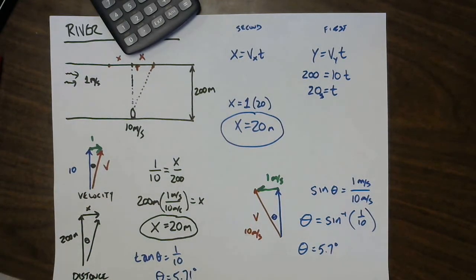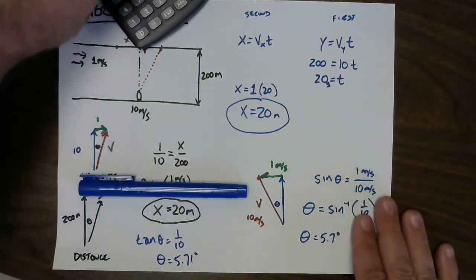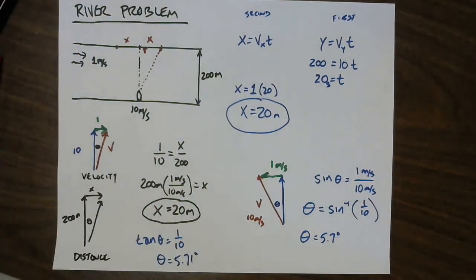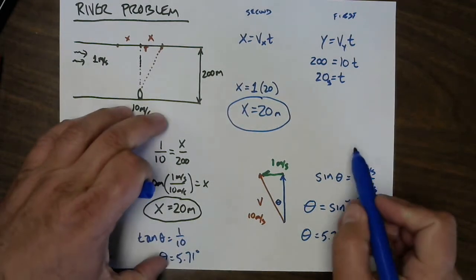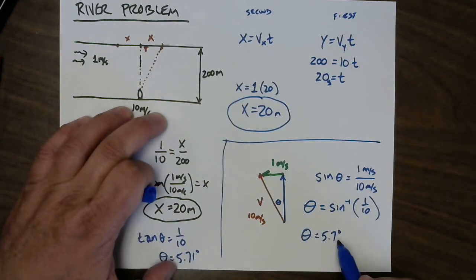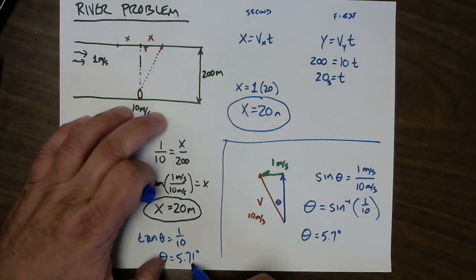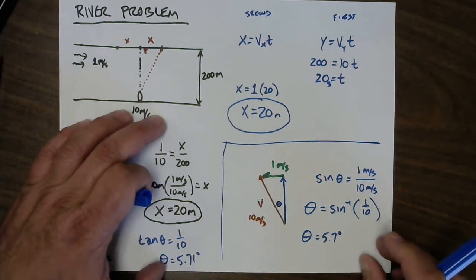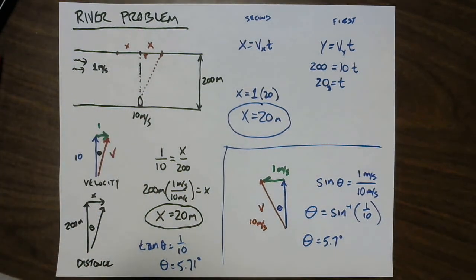So anyway, this is the river problem, and if I was going to do this video again, this is a slightly different problem than that one. I would get an extra digit on this 5.7 so that we could compare these two and show that they're close but not exactly the same. All right.